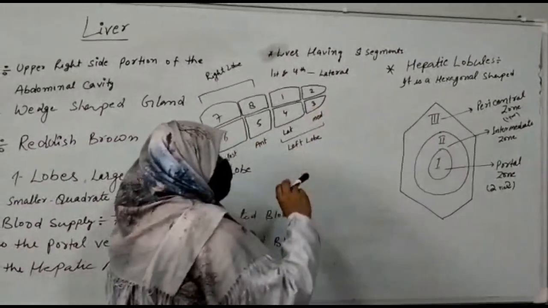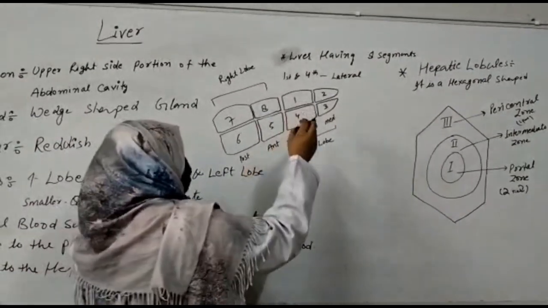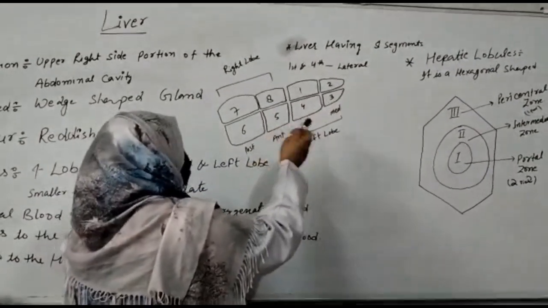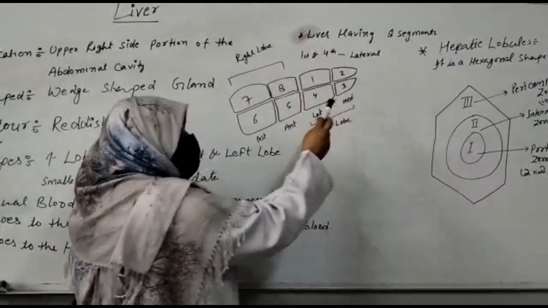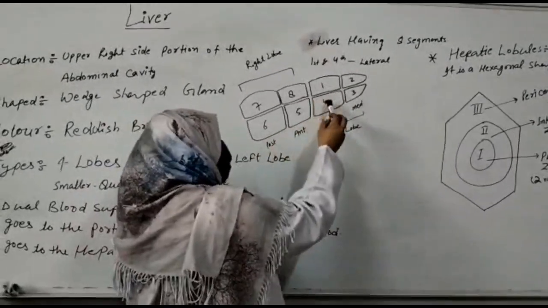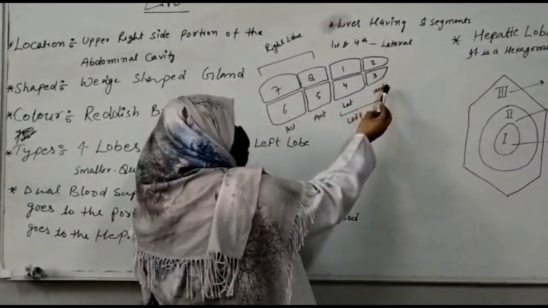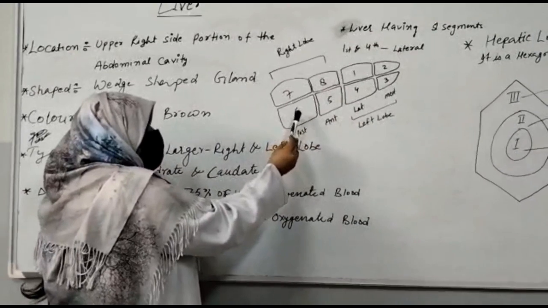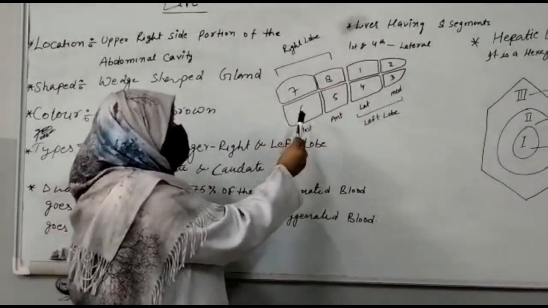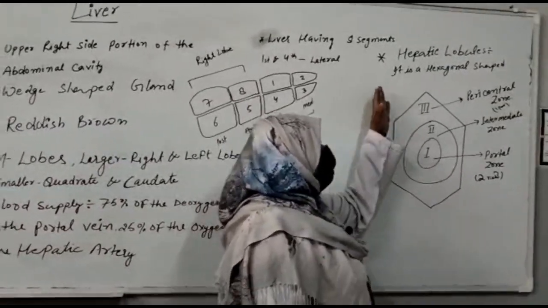Then we discuss the liver. Liver has 8 segments. Two lobes, the right lobe and left lobe. Left lobe has 2 segments. 1-4 is the lateral segment. 2-3 is the medial segment. And 8-5 is the anterior segment. 7-6 is the posterior segment. Then we discuss the hepatic lobules.